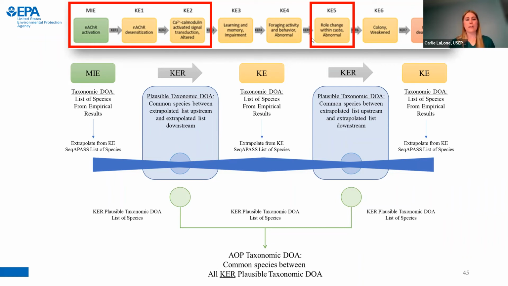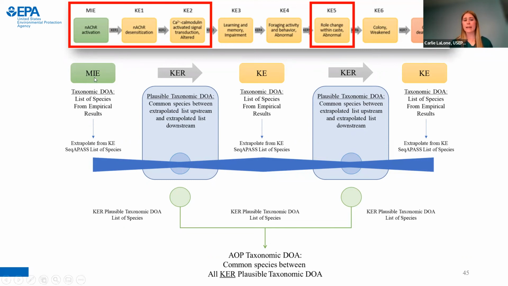And so thinking about utilization of empirical evidence, the species that were used to develop the AOP, we have those species listed, but we can then take those species such as Apis mellifera, and we can extrapolate from the nicotinic acetylcholine receptor and other proteins in this biological pathway to all other species and understand whether or not that biology is likely to be conserved.